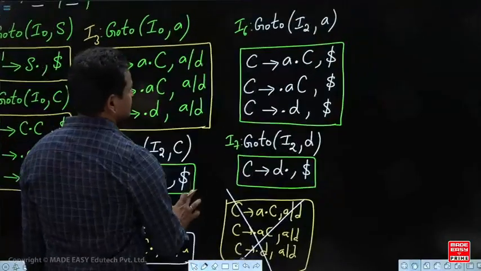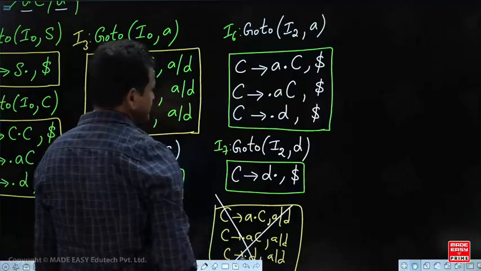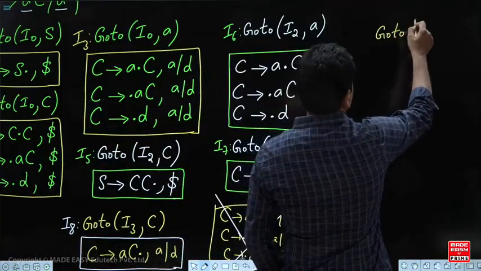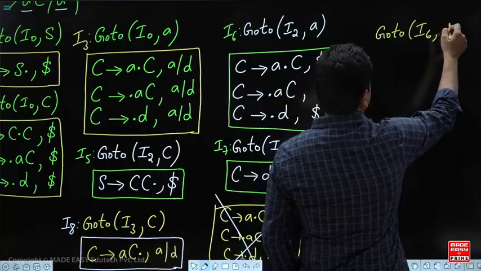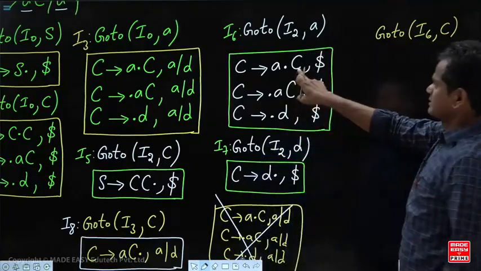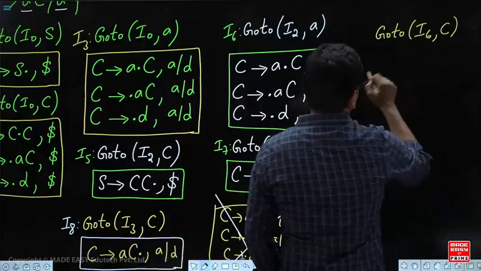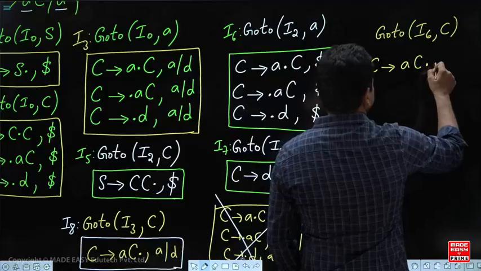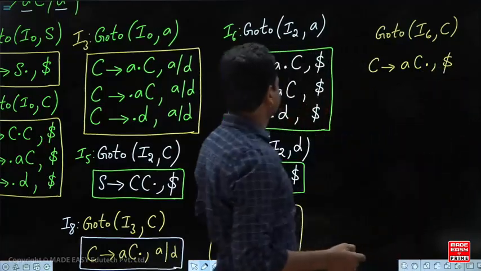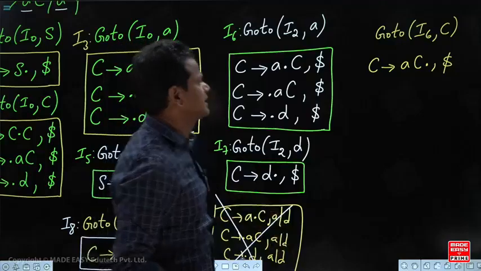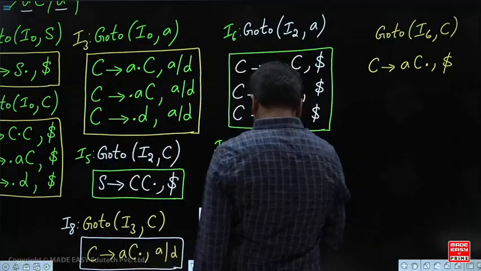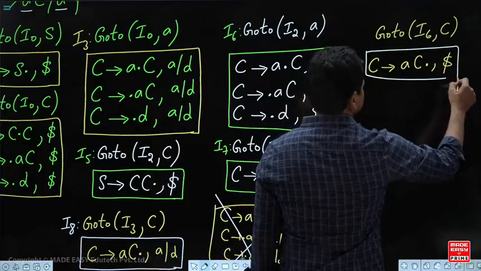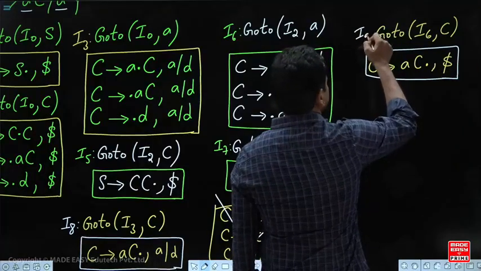Then I6, this one. Goto of I6 comma capital C. So how to write this one? AC dot comma dollar. Just move the dot. Yes, I have moved the dot. And after the dot, what is the symbol here? Nothing. So you cannot add further. And this one has not been created earlier, so name it as I9.